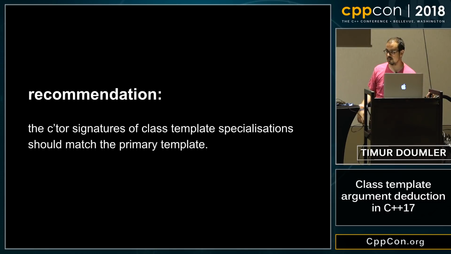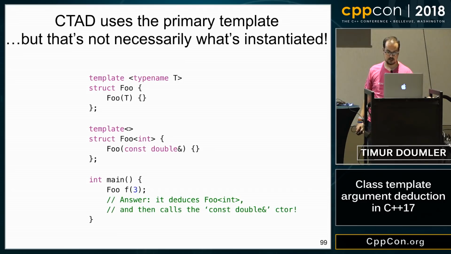Yeah? To some extent, the specialization will ultimately be instantiated. So in this case, the specialization for int would be instantiated. Yes. The first phase is not going to instantiate anything. It's just going to deduce the type. It's going to deduce Foo int from the primary template. And then in phase two, you create the object, and that's where you actually instantiate Foo int. So you instantiate the specialization.